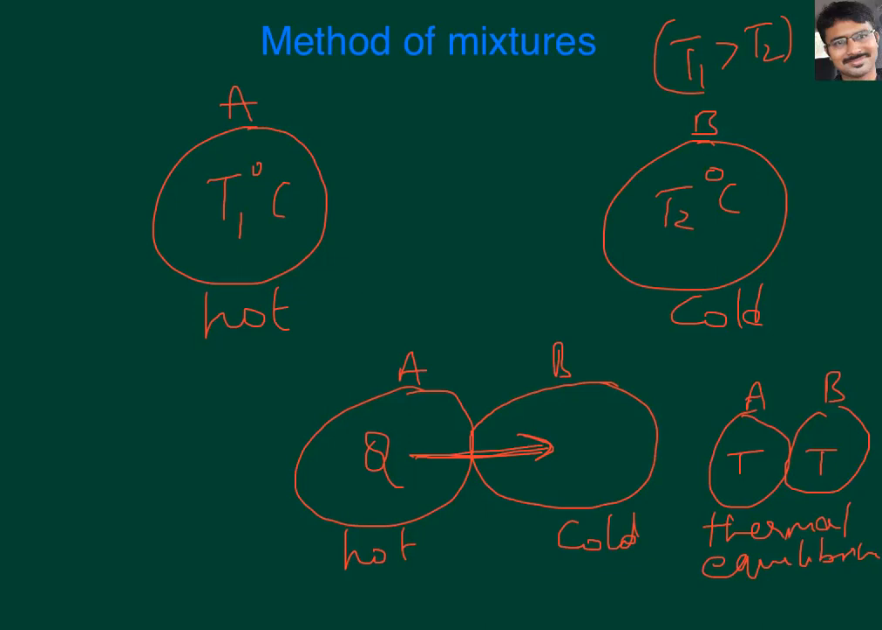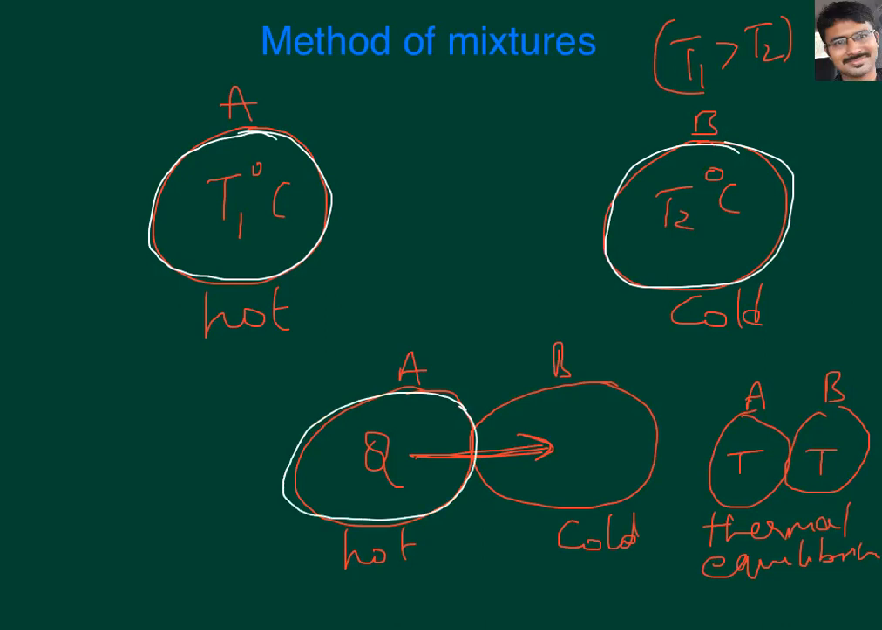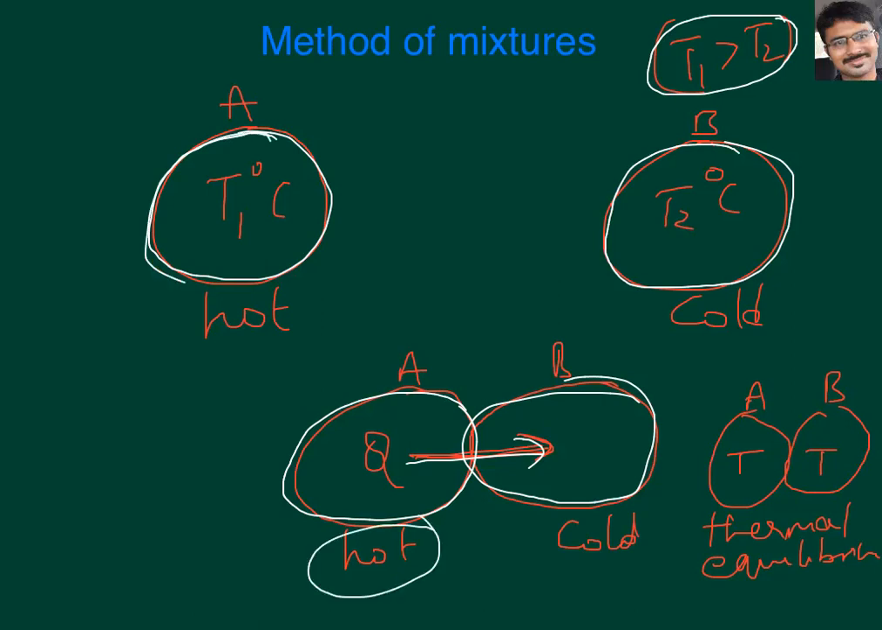Here there are two bodies A and B at different temperatures. When the two bodies of different temperatures are kept in contact, we know that heat flows from hot body to cold body. Here we treated T1 as greater than T2, so the first body A with temperature T1 is the hot body, and B is the cold body. Heat started flowing from hot to cold. After some time both bodies acquire the same temperature T, and when they acquire the same temperature we call it thermal equilibrium.